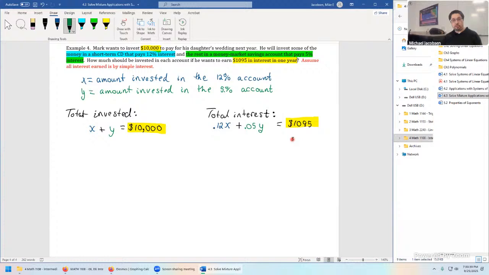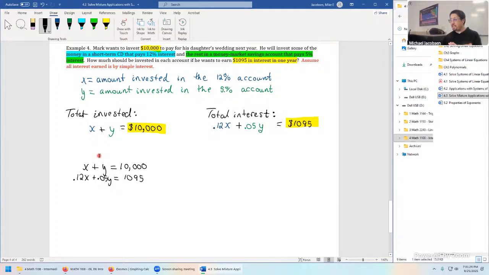Okay, I'd say this one does pretty good just solving by substitution, again, even on this one. But we promised some variety on example 4. So let's show how we solve these if we want to do it by the addition method. Here's what I would do. For the addition method, I would stack them on top of each other. X plus Y equals $10,000. Then 0.12x plus 0.05y equals 1,095.